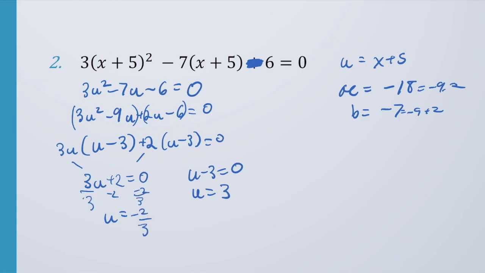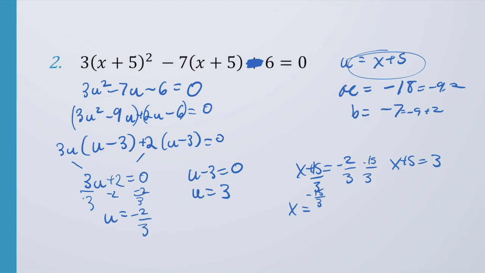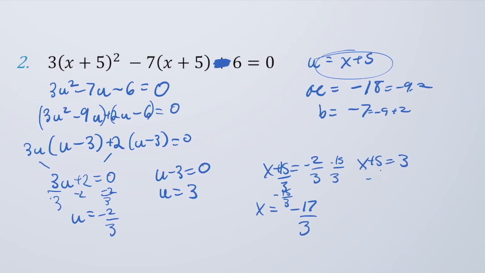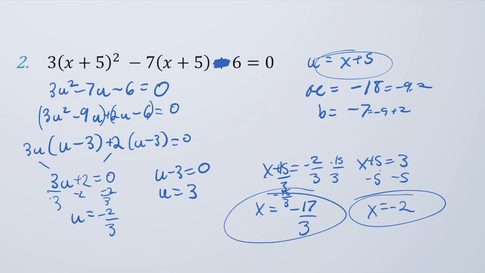And then I remember that u is x plus 5. So now I have x plus 5 is negative 2/3. So let's rewrite 5 as 15/3. Yep, that's correct. And then I have x plus 5 equals 3. So let me go ahead and solve. I have x equals, subtract 15/3, negative 2/3 minus 15/3. x is negative 17/3. And if I take away 5, x is negative 2. So that would be my solution.